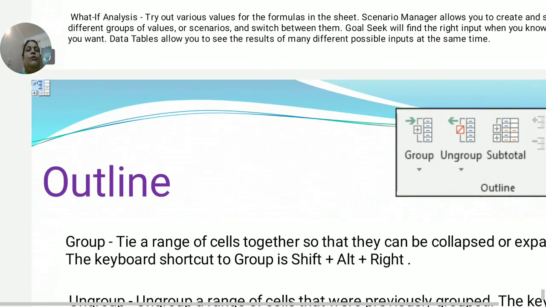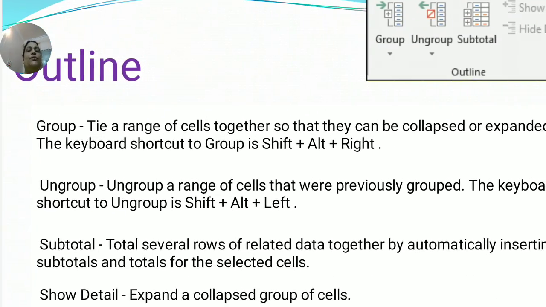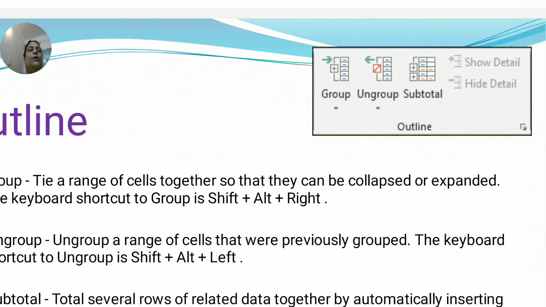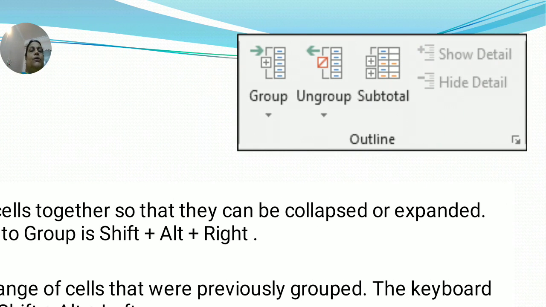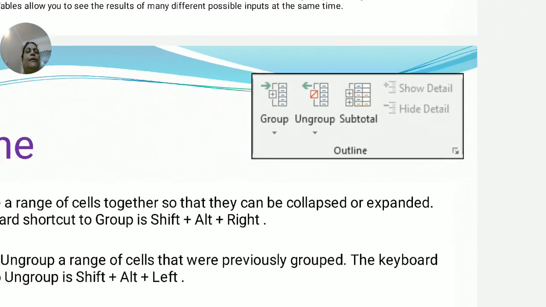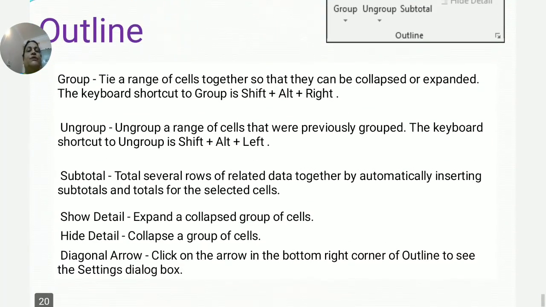Now let us come to the next one, the Outline group. The commands of the Outline group are Group, Ungroup, Subtotal, Show Detail, and Hide Detail. Now let us see the functions of each command of the Outline group. Group command: this ties a range of cells together so that they can be collapsed or expanded.